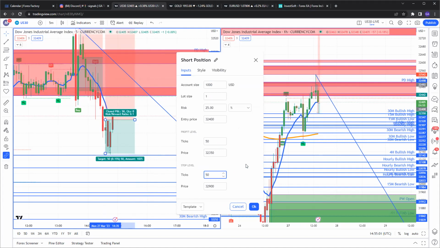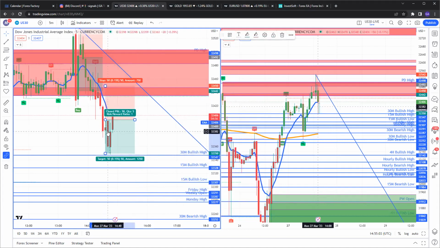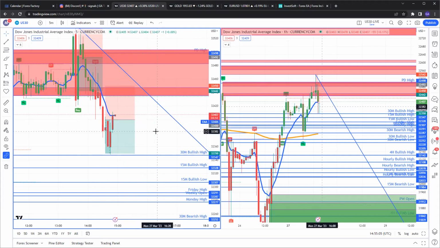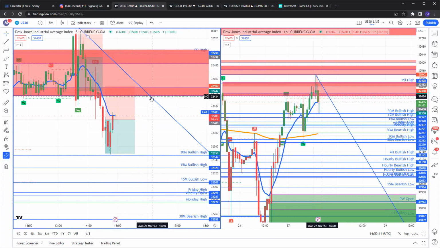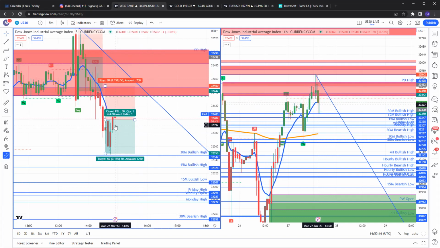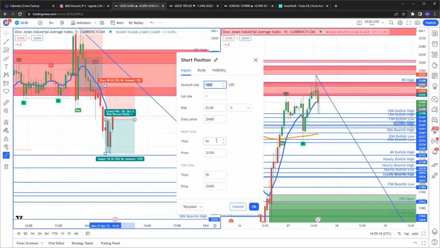So let me just go. The reason we could have had instant take profit for that one if we just went for 50 is, I know that this trend line has not been touched. There's a possibility it can be touched here, but we don't know that, right? So that's why for this one, I took a bigger stop loss.